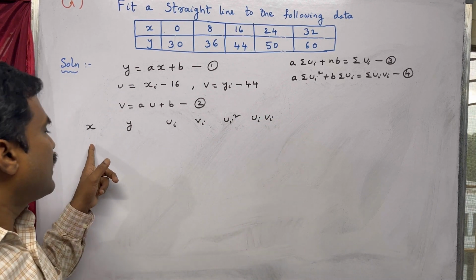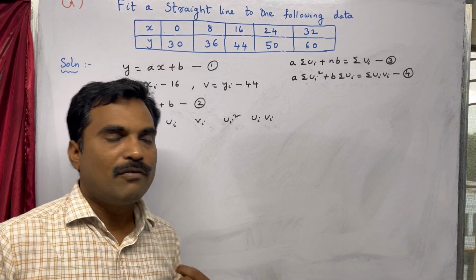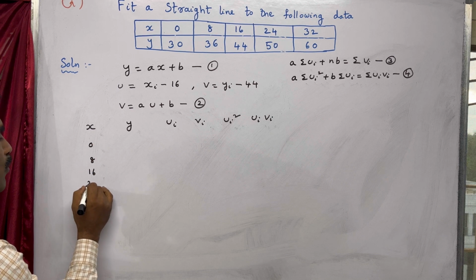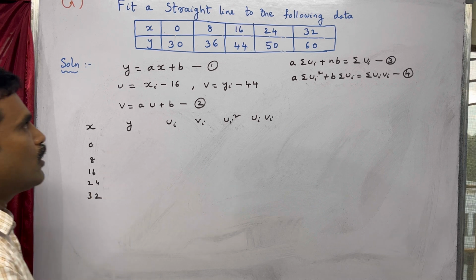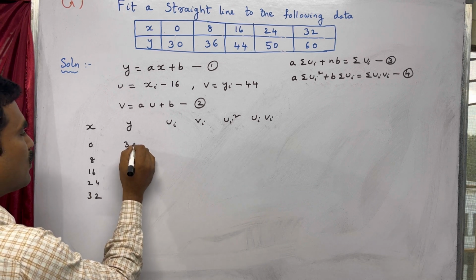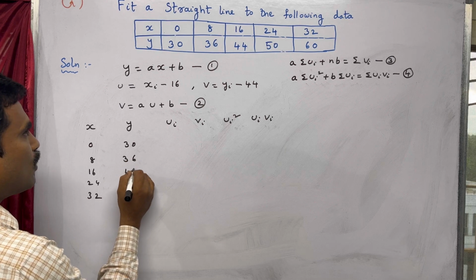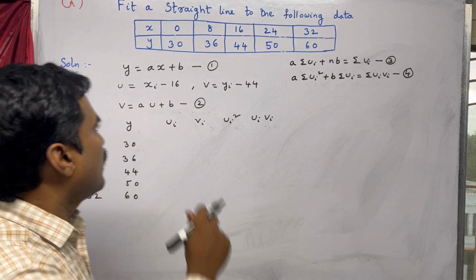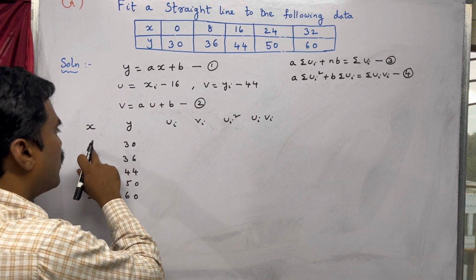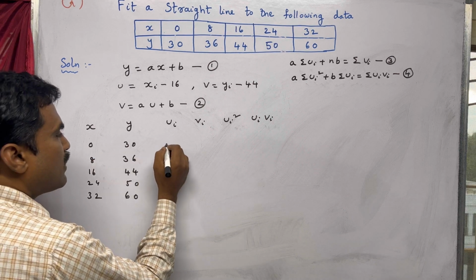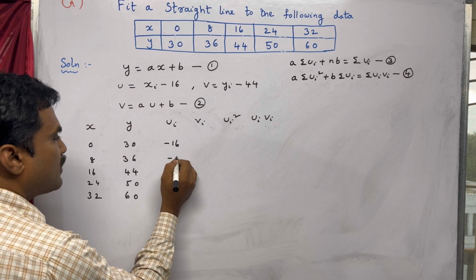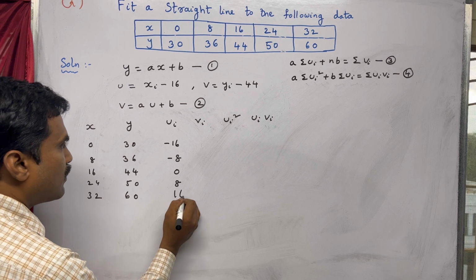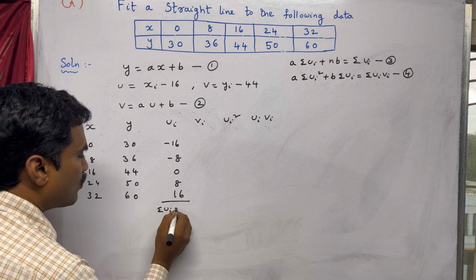The first column, x, is already given in the problem, so we take those values: 0, 8, 16, 24, 32. And here we take the y values: 30, 36, 44, 50, 60. Now I am going to find the ui values. Since we have taken u as xi minus 16, I am going to subtract 16 from all the values of x. So 0 minus 16 is minus 16, 8 minus 16 is minus 8, 16 minus 16 is 0, 24 minus 16 is 8, 32 minus 16 is 16. So sigma ui will be 0.